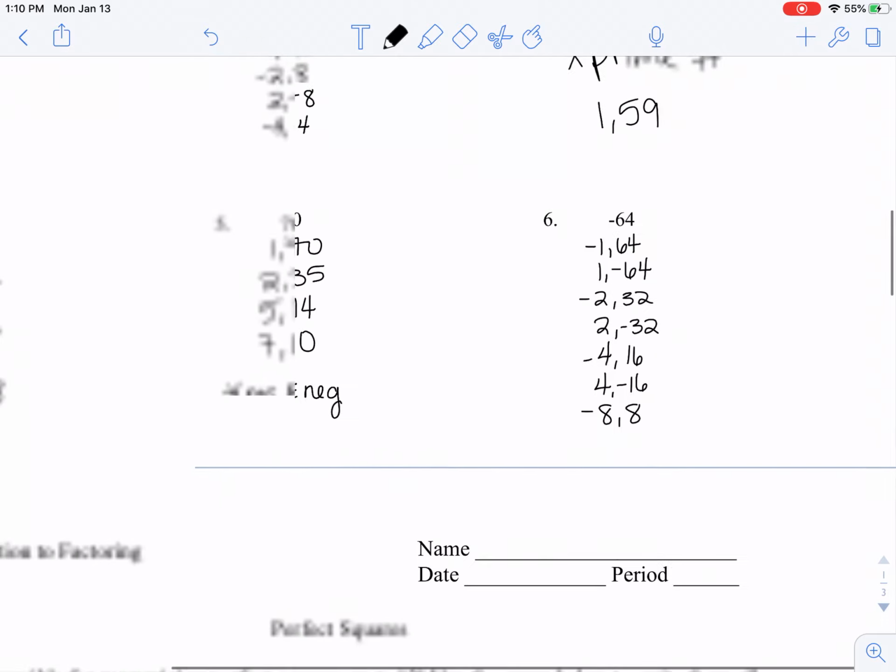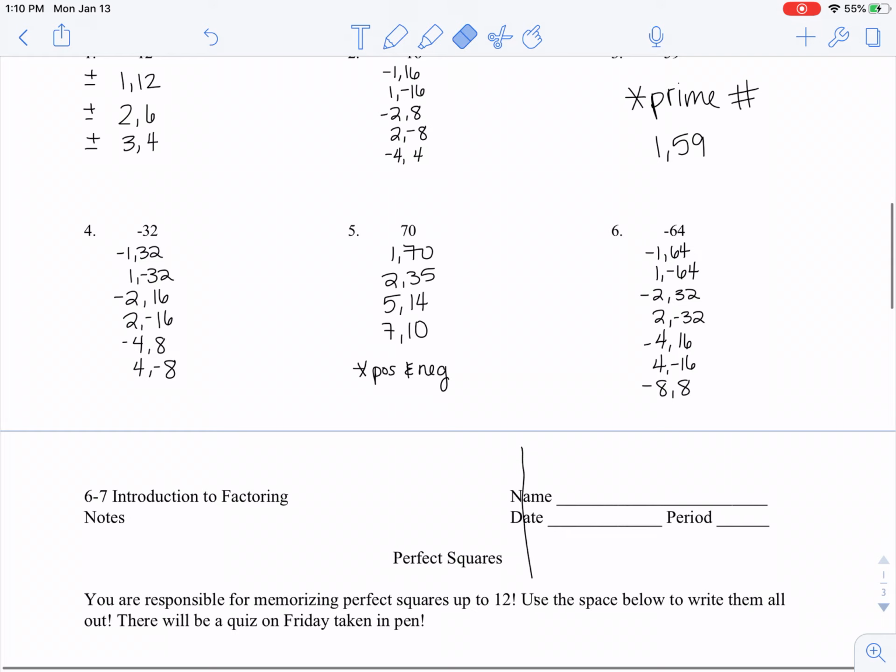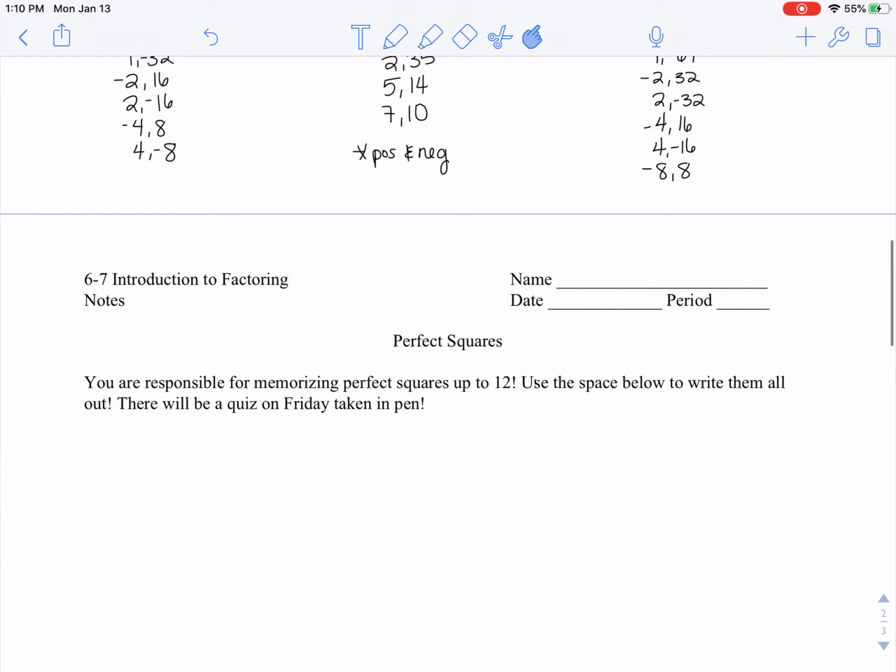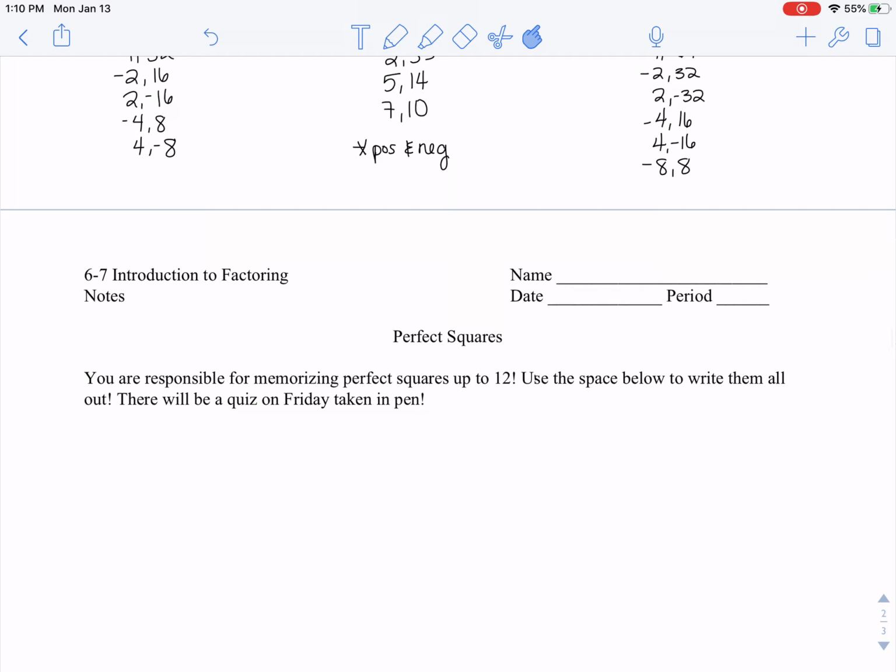Alrighty, so if you look on the back of this page, it's just a reminder that our perfect squares quiz will be coming up on Friday. So if you want to take the space to write down all of your perfect squares from 1 to 12, remember that's like 1 squared is 1, 2 squared is 4, 3 squared is 9, etc., up to 12 squared is 144. Go ahead and you can do that here.